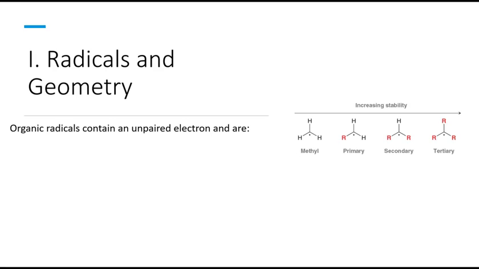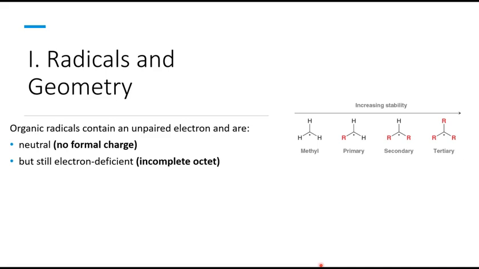1. Radicals and geometry. Organic radicals contain an unpaired electron and are neutral because they have a formal charge of 0. Consider these radicals here, where we are going from the methyl radical all the way to the tertiary radical. The carbon that we're going to calculate the formal charge for normally has 4 valence electrons when it is neutral. We also have 1, 2, 3 bonds and 1 electron. If we take the calculation 4 minus 4, we see that we have 0 as a formal charge.